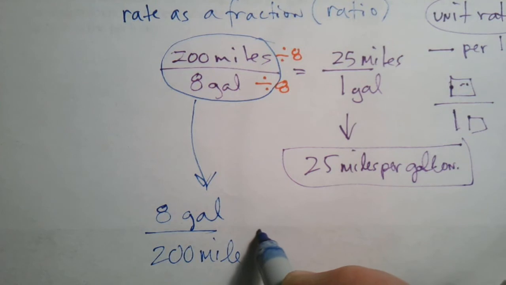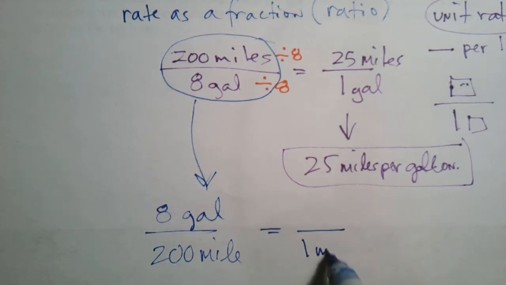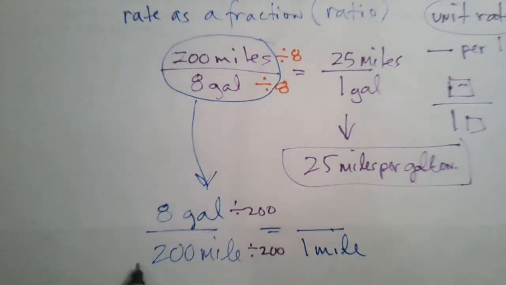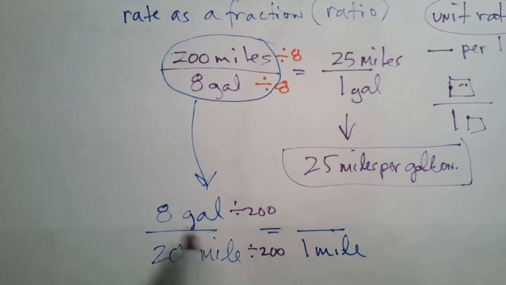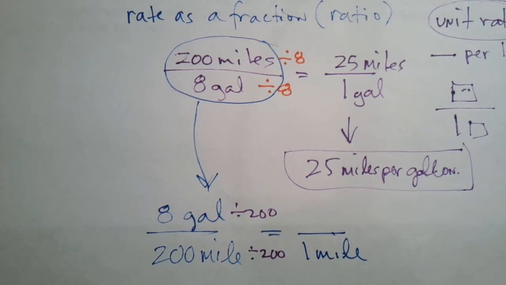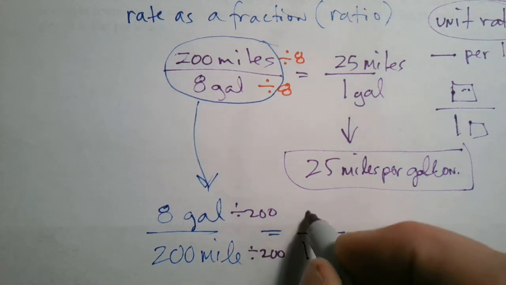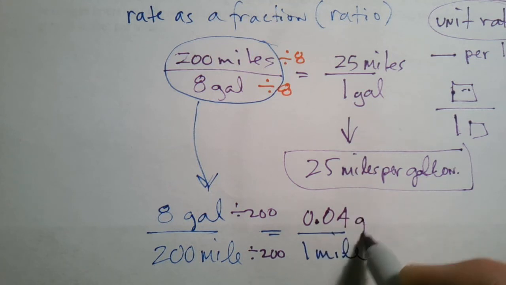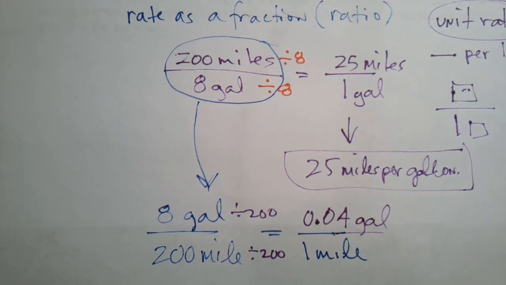And once again, I just need to take that rate and convert it to be 1 mile on the bottom. So what math do I do? I divide top and bottom by 200 this time. So this time I'm dividing by 200, because 200 divided by 200 is 1. So what is 8 divided by 200? Well, 8 divided by 200, again, use a calculator on that one. You should get, if you have your calculator, 8 divided by 200 is 0.04 or 4/100ths. So it's 4/100ths gallons for every 1 mile. So there's my other unit rate.